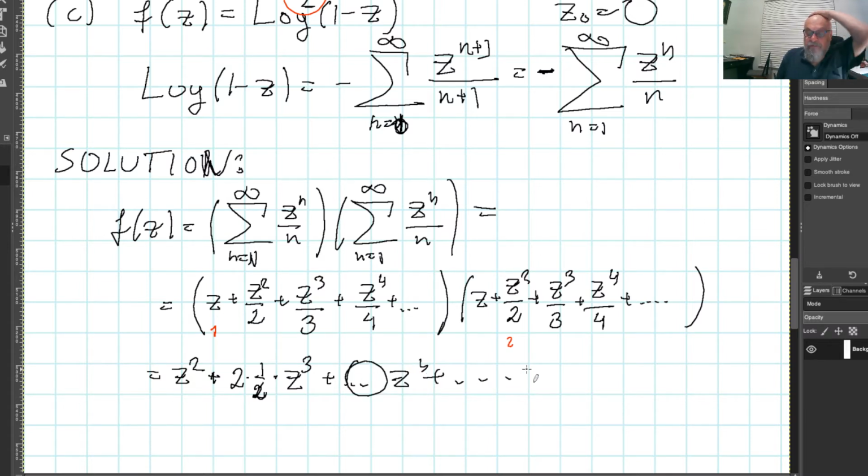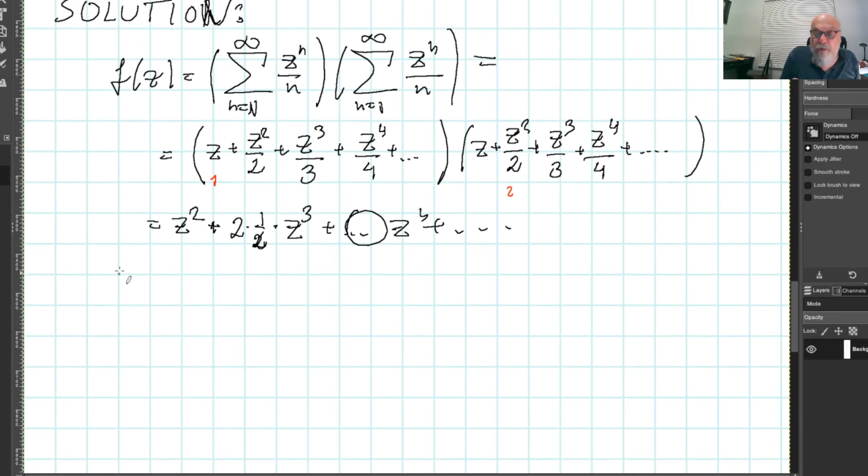But that's not a precise formula. We should write it down correctly. So what will I actually be getting? I will be getting that this is the product of two series, starting with the power 2 going to infinity, and this will be a C_n times z to the power n, where C_n I can rewrite.